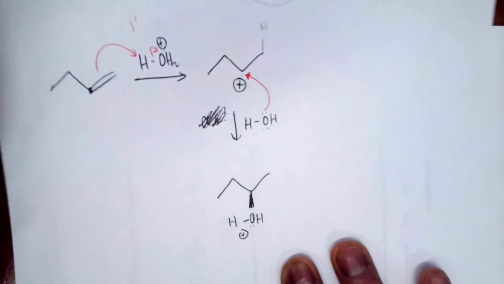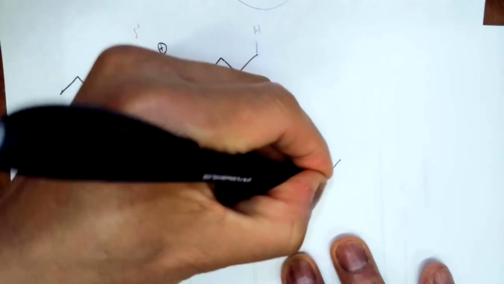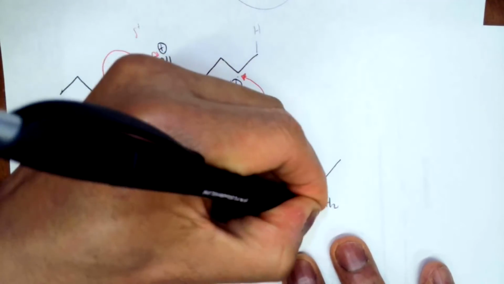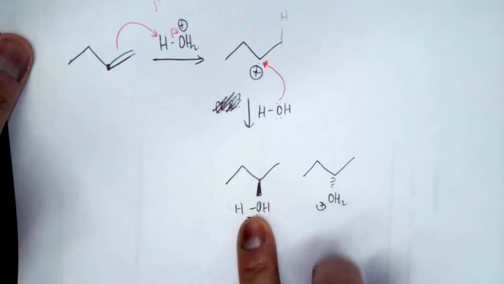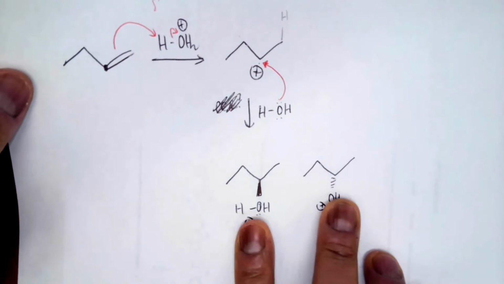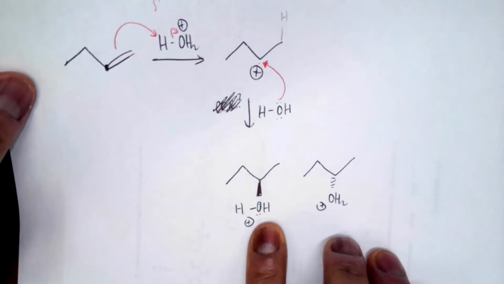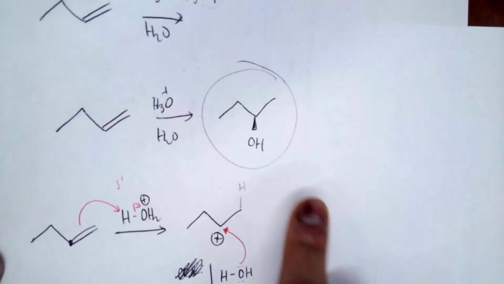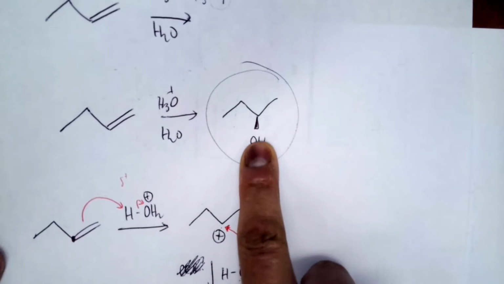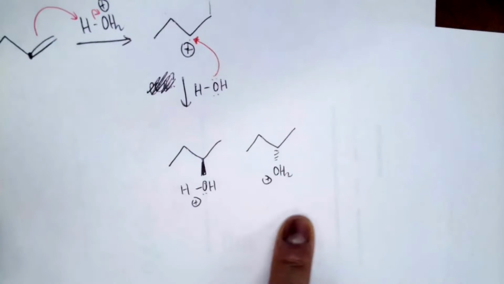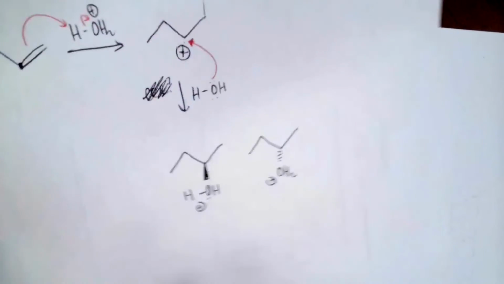Oh, Professor, what happened with the other product? Should I also draw the other product? Yes, you also obtain it. You also make it. But it's both of them, right? They're the same thing. So you don't have to show the mechanism for both of them. Just show for one of them. In this case, I'm using the wedge because here in the equation, they gave me the wedge. But if here they give me the dash, well, I will use this one.